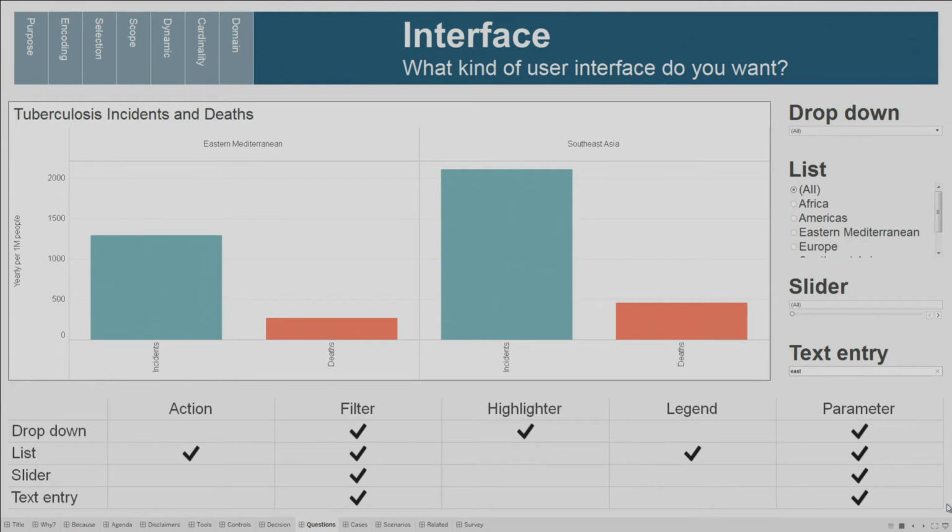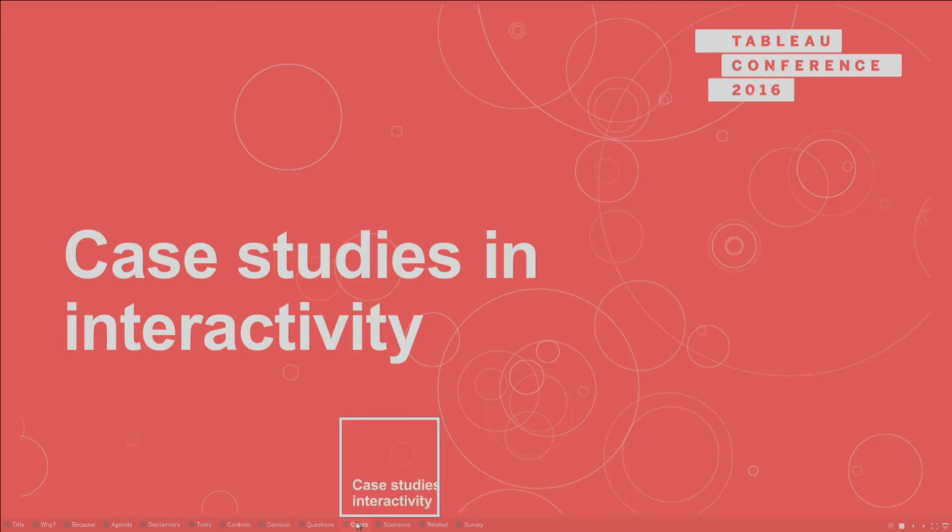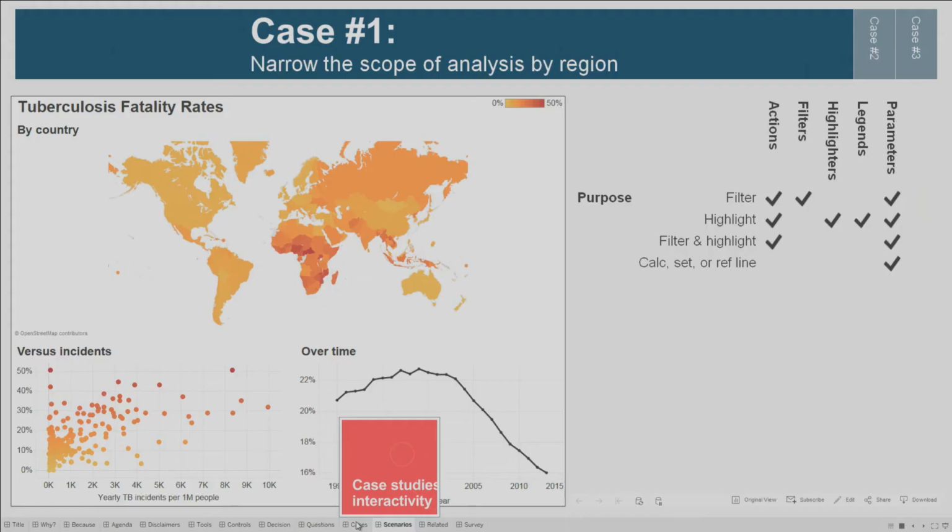OK, so that's a lot of questions to think about at once. So let's walk through three case studies in which we put that decision tree into practice. Case number one, I just want to narrow the scope of analysis by region. Already this is a pretty straightforward one, and we could probably assume a filter will do the job. But just to take it all the way to the end, let's see if that makes sense.